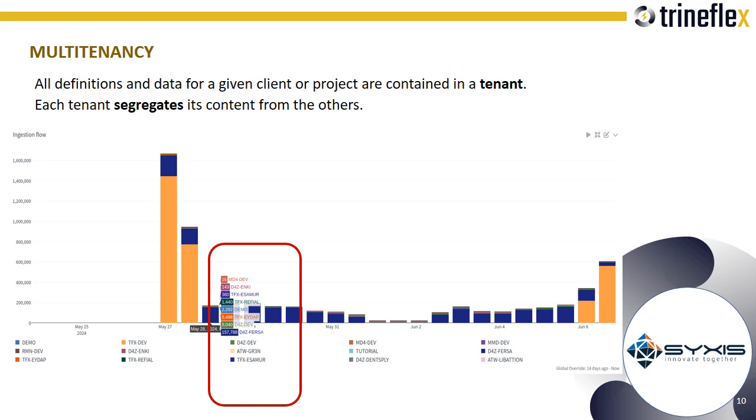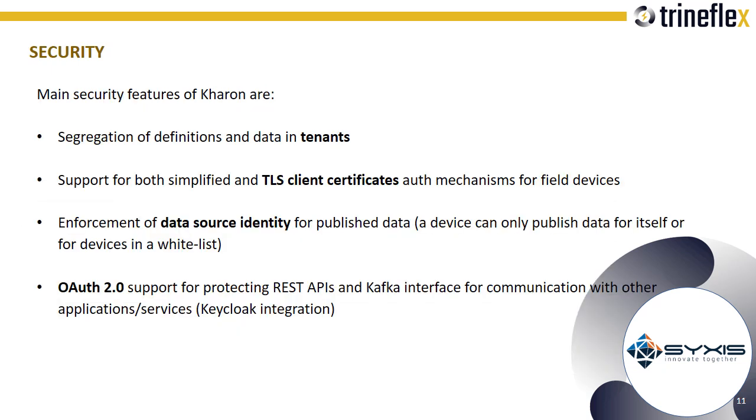All definitions and data for a given client or project are contained in a tenant. Each tenant segregates its contents from the others. In TRINEFLEX, each use case is provided with its own tenant, which is represented in the red square. Kharon has some distinctive security features designed to provide security to the info and to the user, to protect their data and allow access only to authorized users.